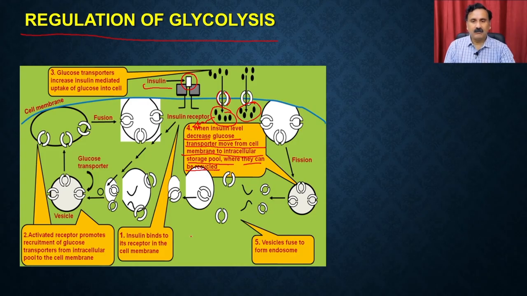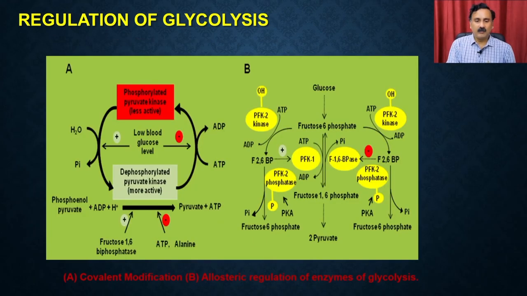So the entry of glucose is mainly regulated by the hormone called insulin. Apart from that, glycolysis can also be regulated at two levels. One is called covalent modification, the other is called allosteric regulation of the enzymes of glycolysis. Covalent modification means that you regulate the enzyme by covalently modifying it.